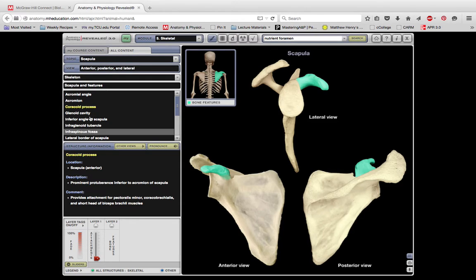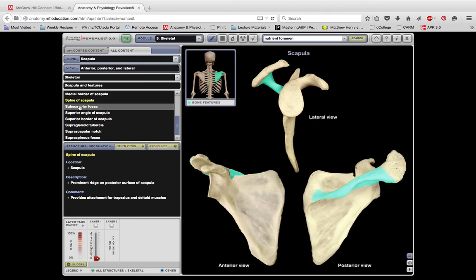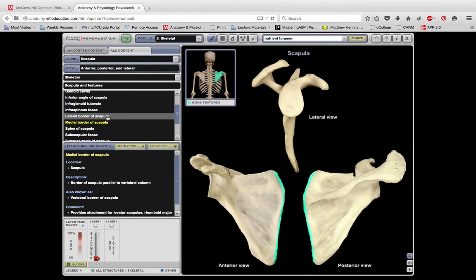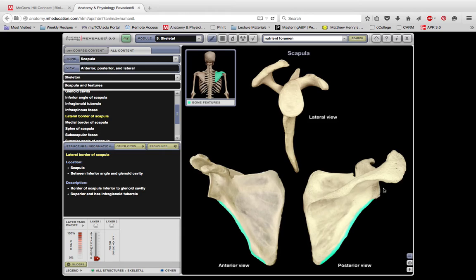So of course, going back to the spine of the scapula, you'll find that being such a prominent marking, many of the other regions of the scapula are going to be named for it. So for example, you're going to have the supraspinous fossa, meaning above the spine, and then the infraspinous fossa, meaning below the spine. So those are dead giveaways. You also then can dictate the medial border of the scapula facing towards the vertebral column, the lateral border of the scapula, and then of course the superior border.